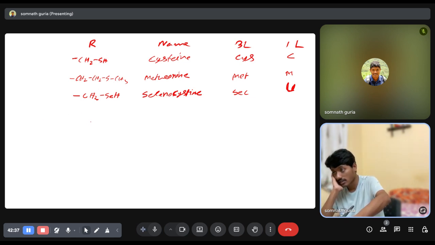And we have another one which is called proline. This is the structure of proline. This is the carbon over here, which should be my COOH. This is the hydrogen. This is the NH. These are the cyclic ones. This is called proline.